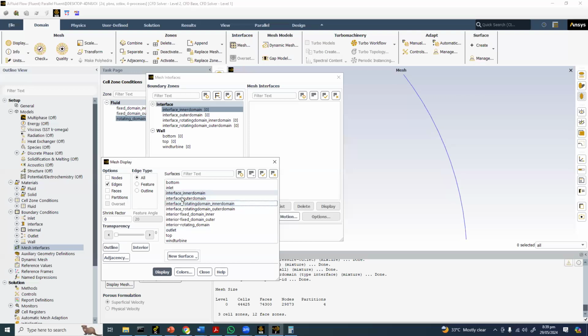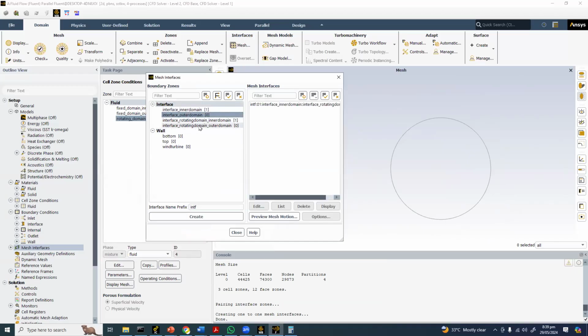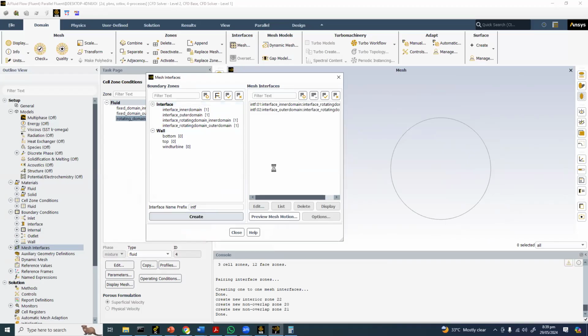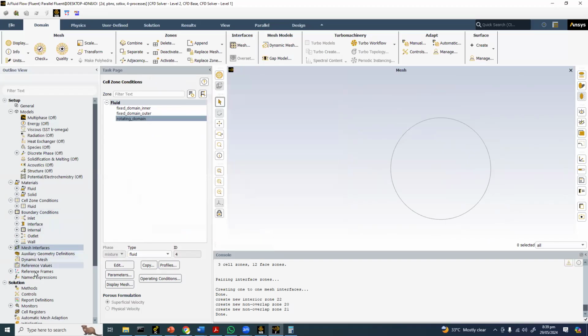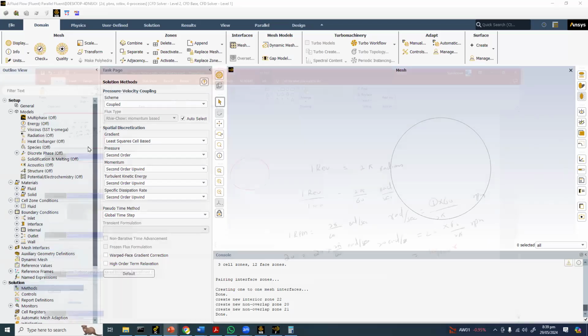Okay. The second interface is the outer domain that is over here. Okay. So make an interface between them. So click on create. And then outer domain, rotating domain, outer domain. So this is like a two-interface boundary. That's all.